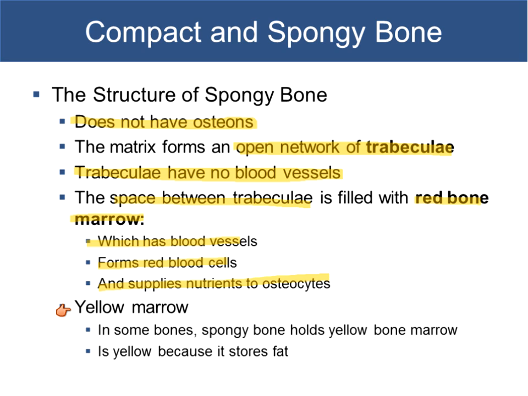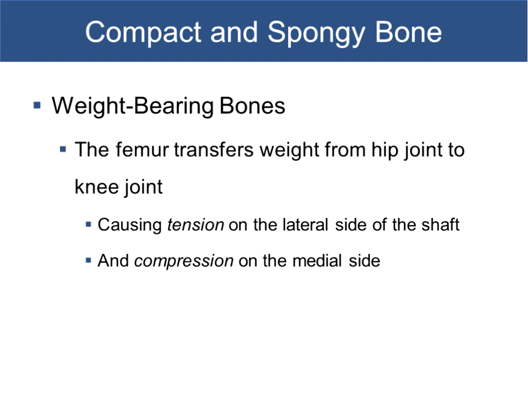The yellow marrow is in some bones. Spongy bone holds yellow marrow, and it's yellow because it stores fat. So the job of the yellow marrow is to be fat storage or energy storage. Any place that you think of fat being stored, I want you to think of energy storage, as well as it can provide insulation and cushion. But for the physiological needs of the organ system, the yellow marrow, or anything that's lipid, stores energy.